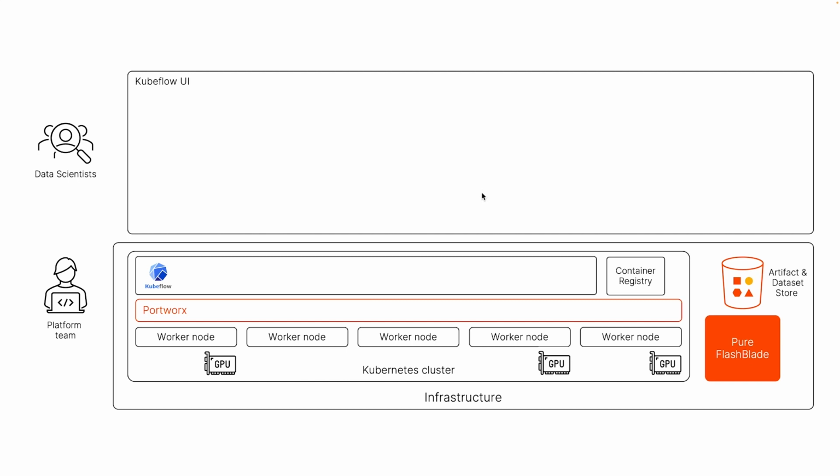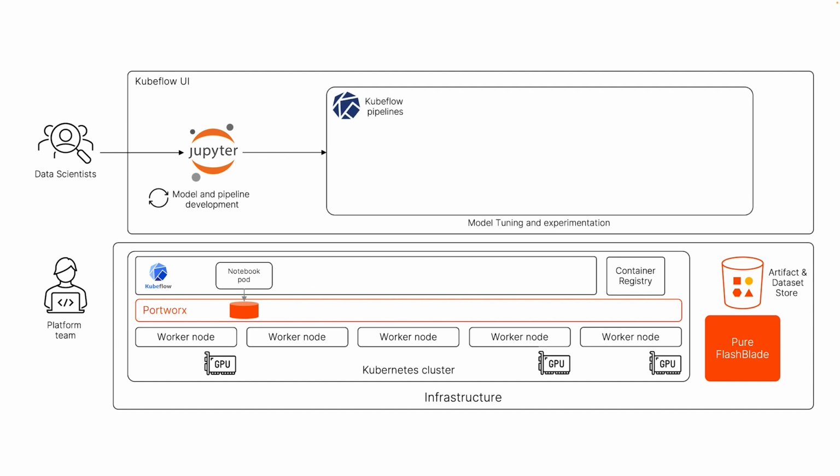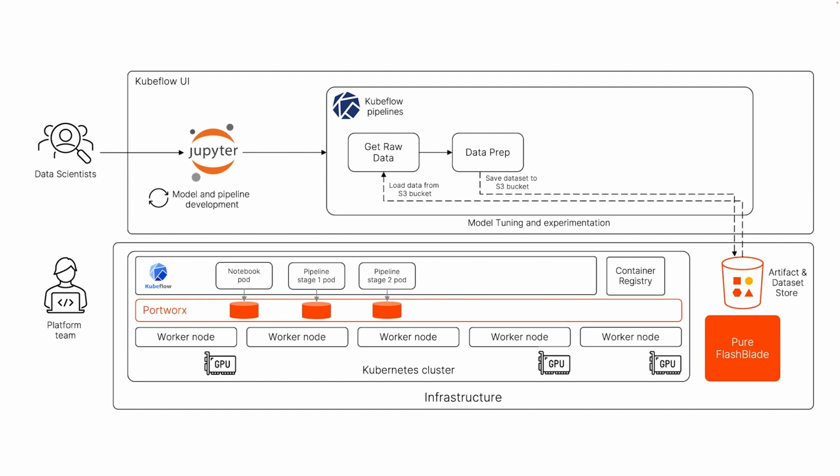Once Kubeflow is up and running, data scientists can just access the Kubeflow UI and spin up Jupyter Notebooks on demand. This translates to running a Kubernetes pod and a persistent volume under the covers, but the data scientists don't need to worry about anything on Kubernetes. Once they are happy with the model and pipeline development, they can use Kubeflow pipelines to actually run experiments against the raw data, like against the dataset.